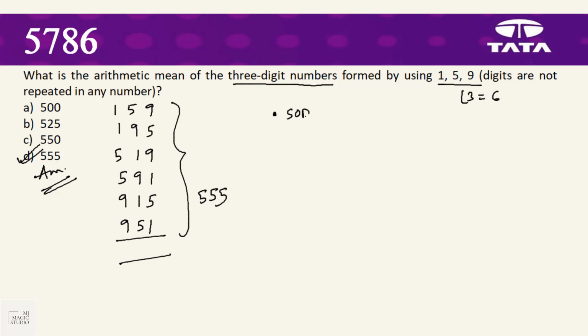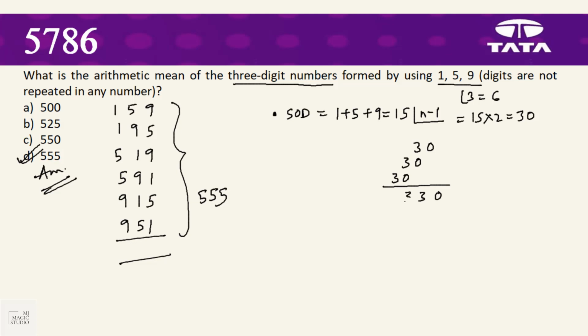First is find the sum of digits. Sum of digits is 1 plus 5 plus 9, that is 15. Multiply this by factorial n minus 1. So 15 into (3 minus 1) factorial, 2, that is 30. Now it is a 3-digit number, so we need to write 30 three times after 1 decimal shift. If you add up, this is nothing but the sum of all the 3-digit numbers that can be formed, and yes, that is what we have actually got. Now divide this by 6, you will get 555.